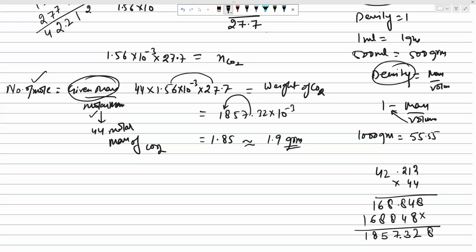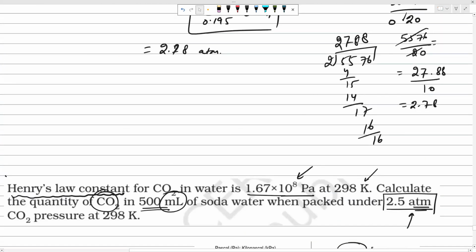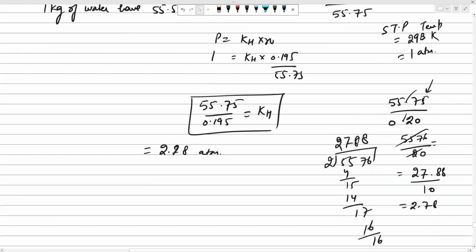Got it? 1.85 grams or 1 point something grams you are going to get. Is that clear? So sir, in 500 ml of CO2, we are only able to dissolve 1.5 grams of CO2, because CO2 is very light in weight.